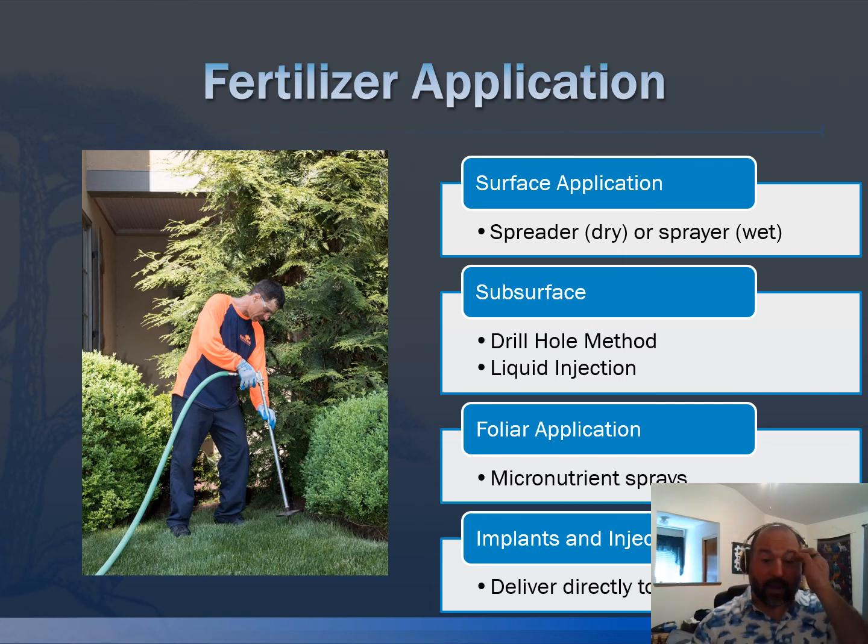So how can we apply fertilizers? There's a couple different ways. The way that I'm most used to, and what I do, is surface application, at least in my own yard. I just use a dry spreader and walk around and let it fall all over the lawn. In terms of subsurface methods, there's a drill hole method, which you can see here, or there's also liquid injections. There's foliar application, so you apply it right to the leaves, which are usually micronutrient sprays.